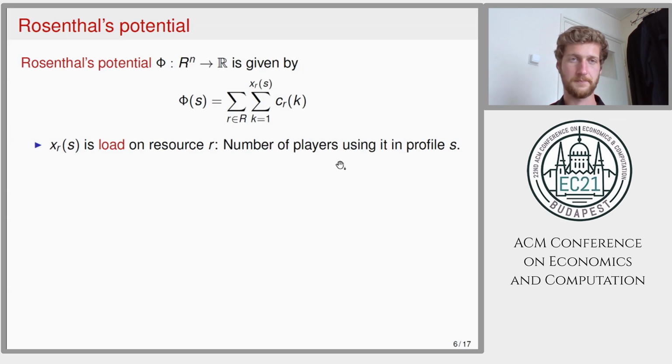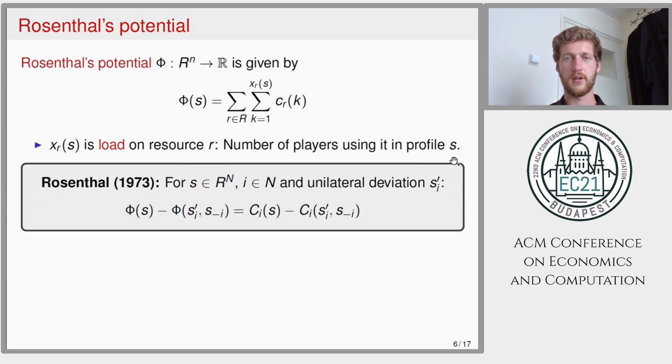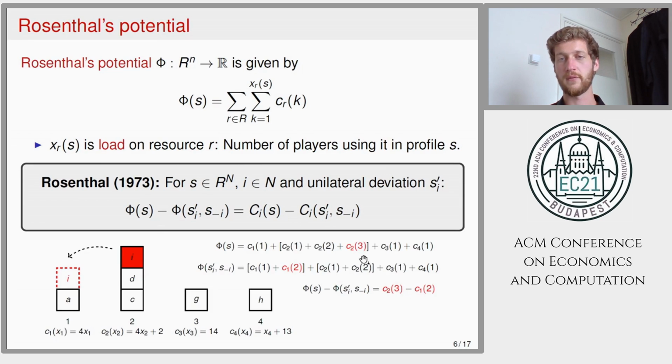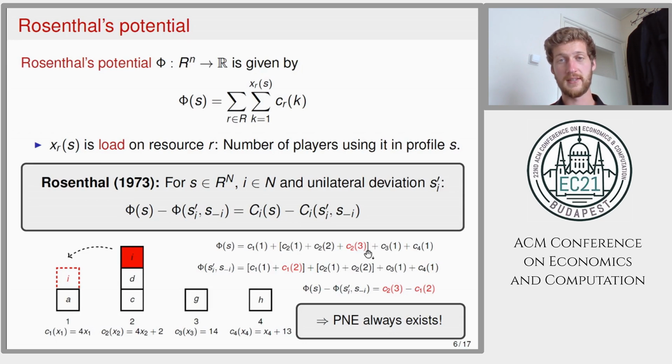Now, what Rosenthal showed is that congestion games are so-called exact potential games, which means that this potential function precisely captures the difference in cost of a player that unilaterally deviates to another strategy. So if player I deviates to some strategy Si', then the difference in cost for player I is precisely the difference in potential function value in these two strategy profiles. There is a small example given here for those interested, but the main implication is that a pure Nash equilibrium always exists. This is fairly standard in the area of congestion games, but I wanted to introduce this Rosenthal potential already, because it will be used later on in the talk as well. It will play an important role later on.